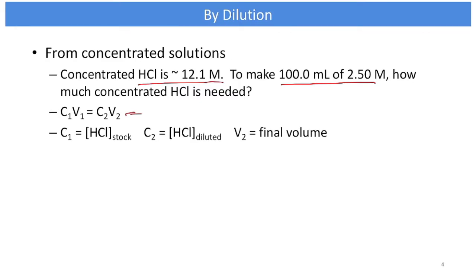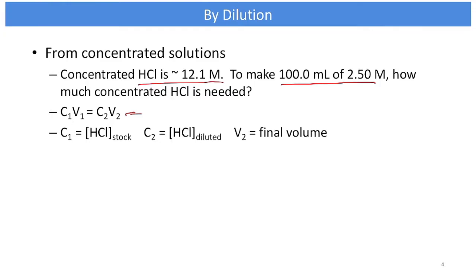C1 is the concentration of the stock solution, C2 is the concentration of the dilute solution that you're trying to prepare, V2 is the final volume of the solution that you're preparing, and V1 is what we're trying to calculate, which is the volume of HCl that needs to be removed from the stock solution and added to the 100 milliliters total volume to make the 2.5 molar solution.